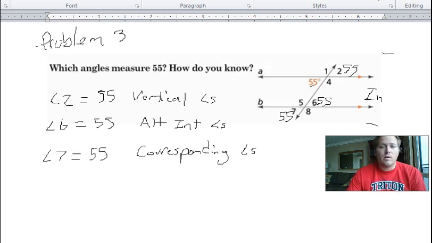All the other ones are going to equal 125. How do I know it's 125? Because 55 and 125 add up to 180. Because remember, these two are a linear pair. They need to add up to 180, a straight line, which means that all of the other angle measures are going to add up to 180. And so as long as we know the relationships, we know that there are just two different numbers that we have, and we have to figure out whether they are congruent, whether they're the same, or whether they are supplementary and they add up to 180 degrees.